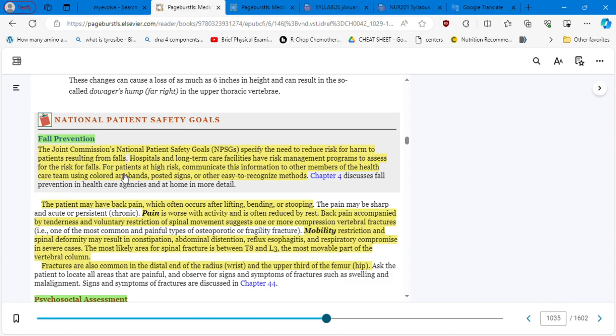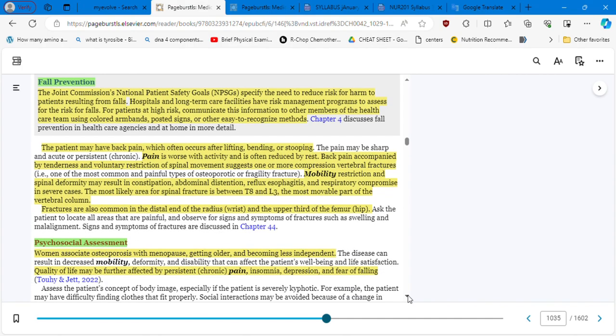For patients at high risk, communicate this information to other members of the healthcare team using color armbands, posted signs, or other easy to recognize methods. The patient may have back pain, which often occurs after lifting, bending, or stooping. Pain is worse with activity and is often reduced by rest. So that's a sign.